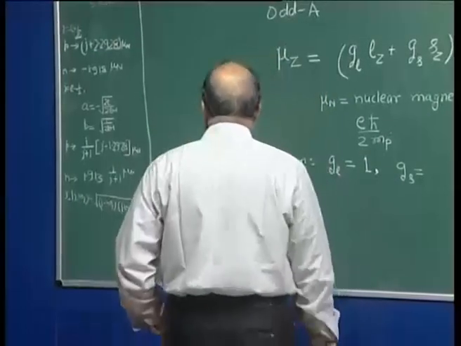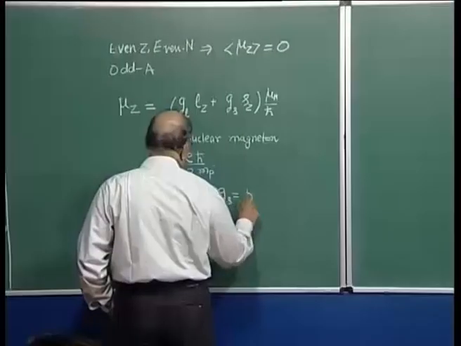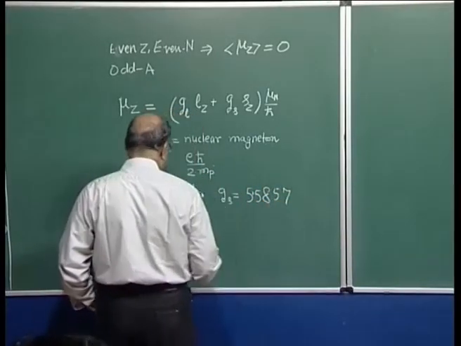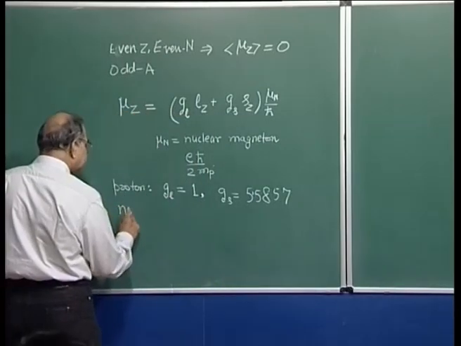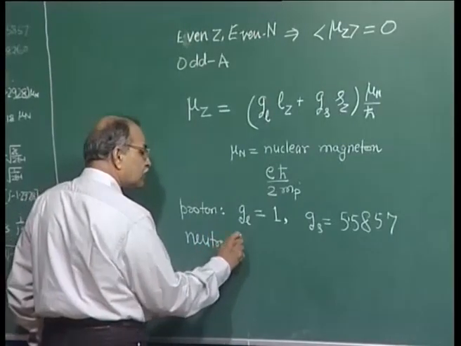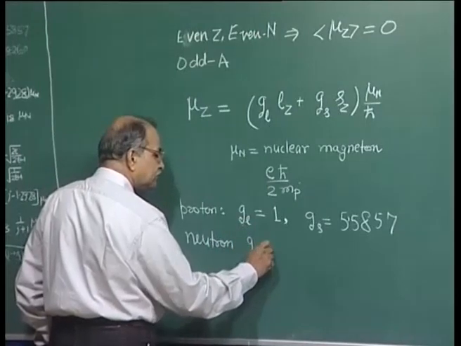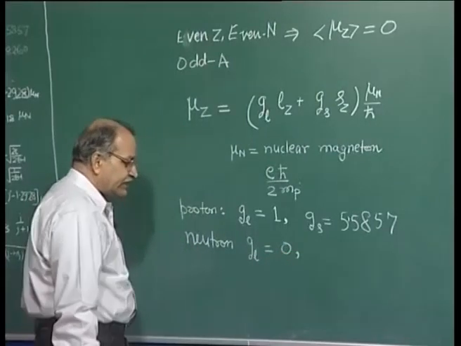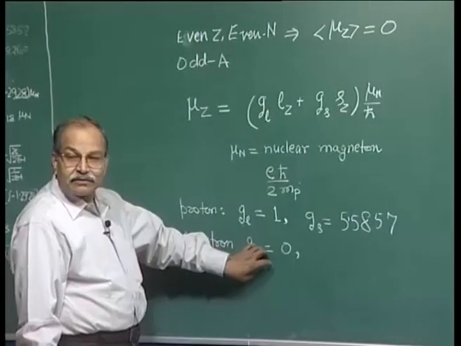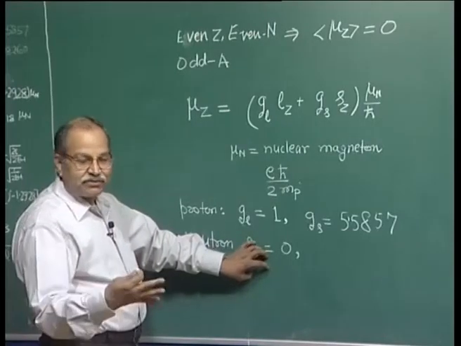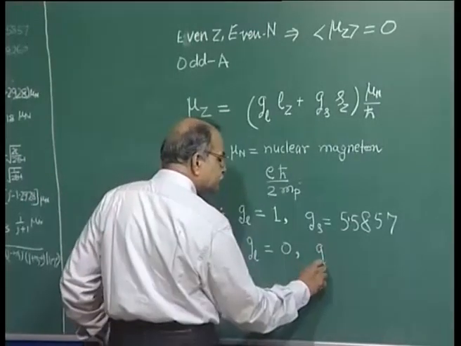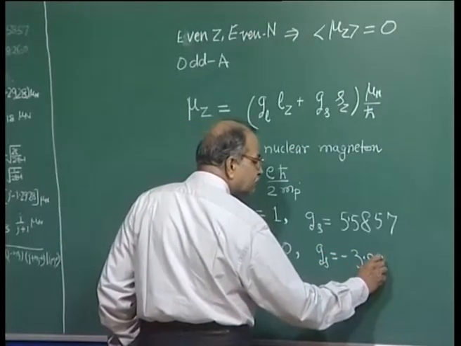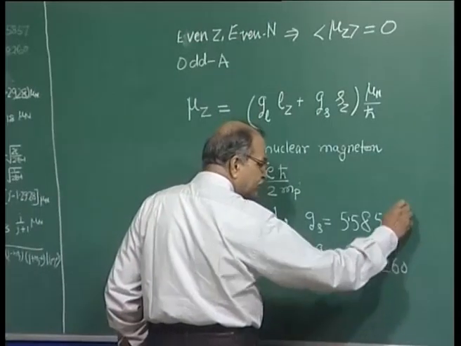So, for the proton this gS is 5.5857. So, that is it. For the neutron, how much is gL? How much is gL? 0. Yes, for the neutron gL is 0, that classical orbital angular momentum contribution is 0, and gS is minus 3.8260. Right, now you remember.